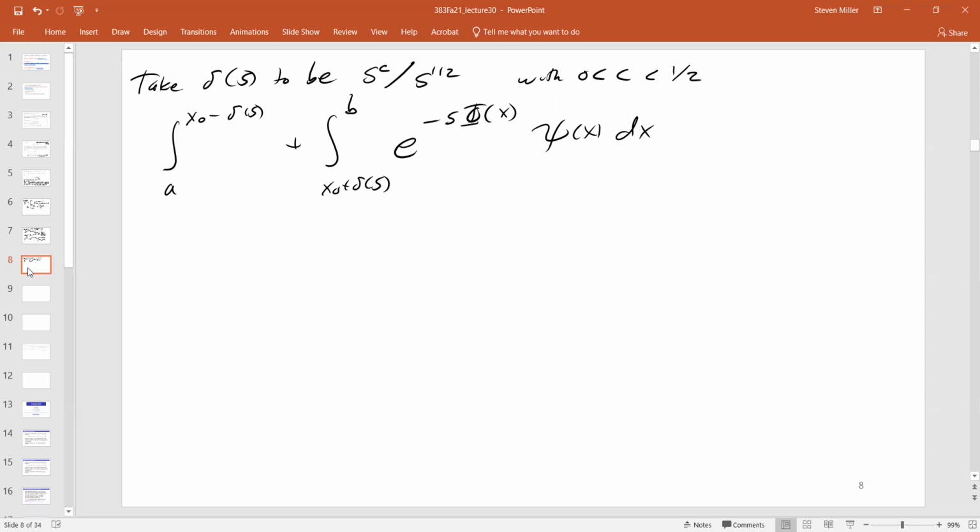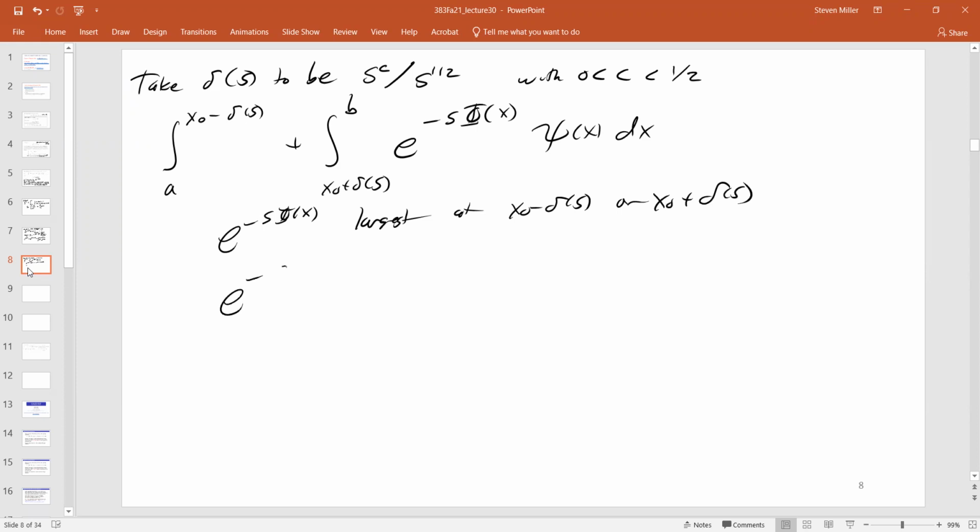Well, because my function is concave, what do I know as I move further away from x naught? Yeah, it's increasing. And if it's increasing, then I'm multiplying it by an even smaller exponential, right? So if I look at the e to the negative s phi of x, the largest that's going to be is when I'm at the point x naught plus delta s or the point x naught minus delta s. So e to the negative s phi of x is largest at x naught minus delta s or x naught plus delta s.